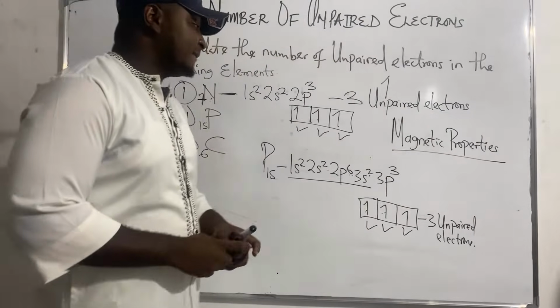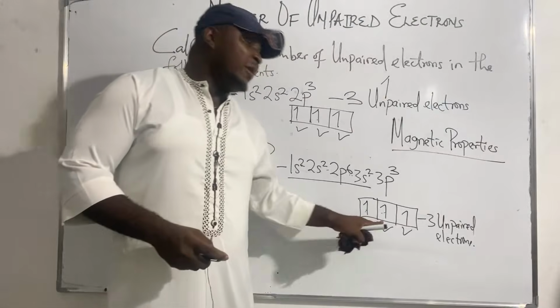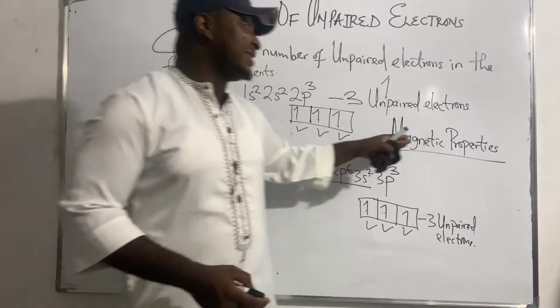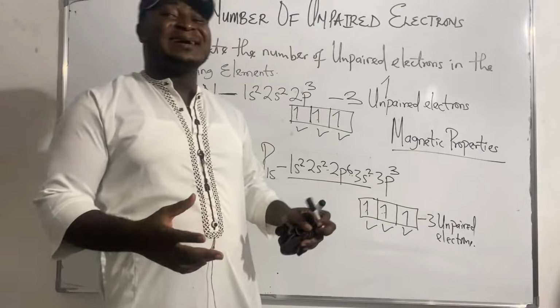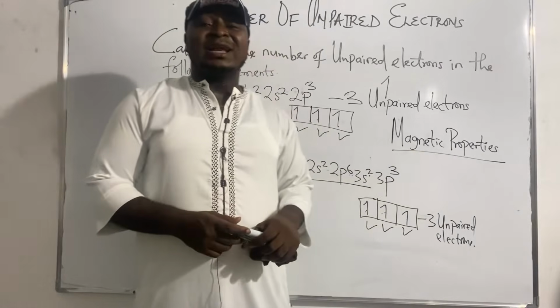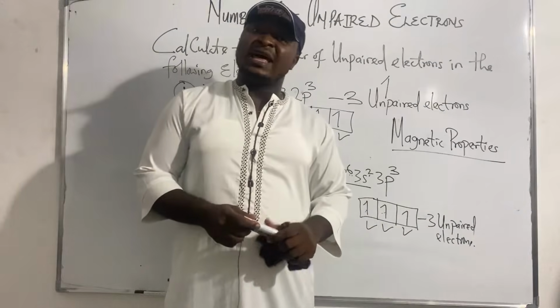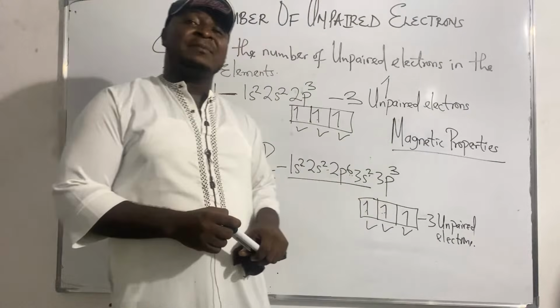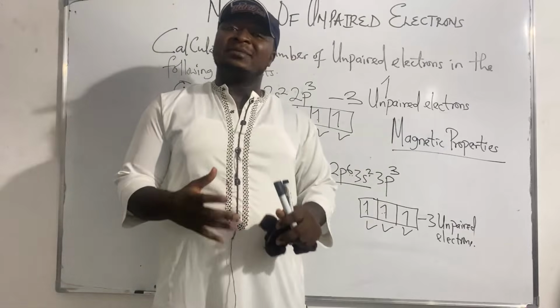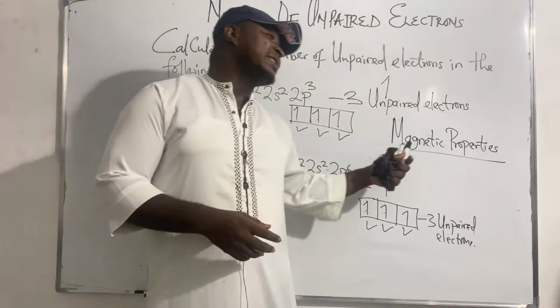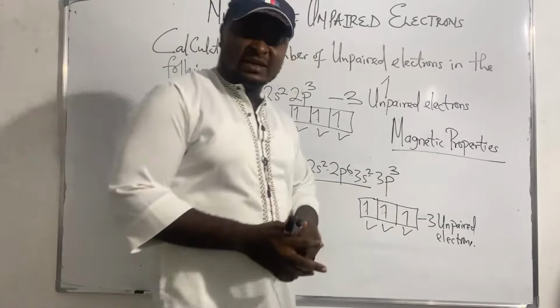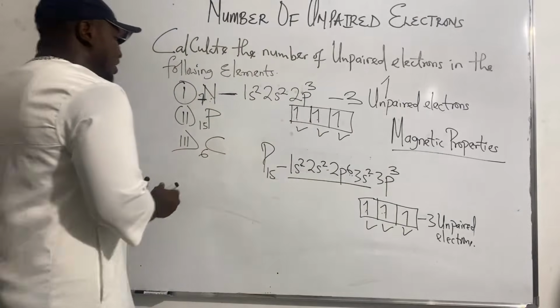Elements that contain one or more unpaired electrons have a high tendency to be magnetic. In fact, they are called paramagnetic atoms. So an atom can either be paramagnetic or diamagnetic. A paramagnetic atom is an atom that can exhibit magnetic properties due to its unpaired electrons. Let's look at carbon.